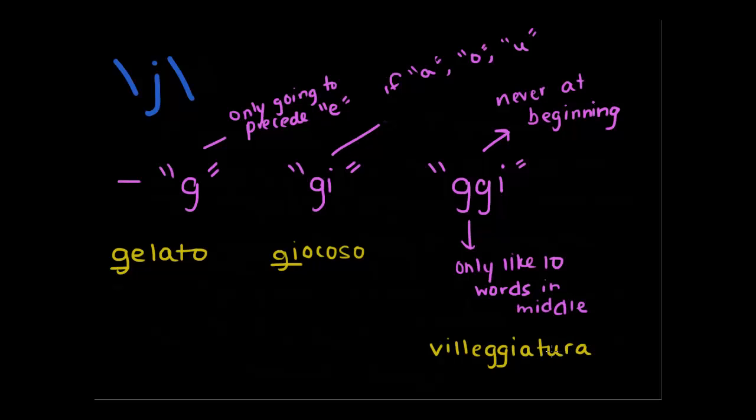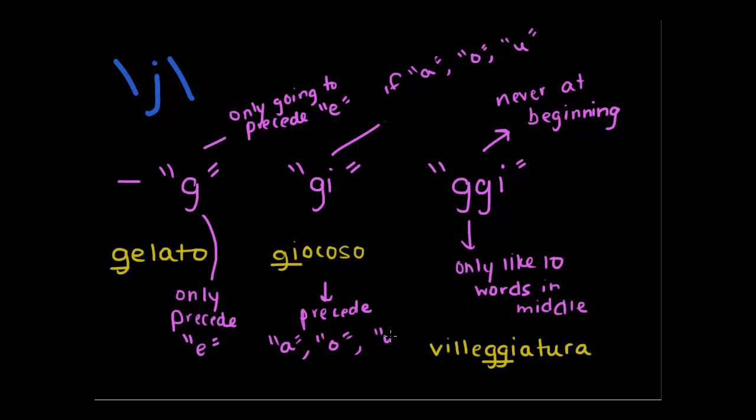Villeggiatura. Here we have GGI. Very, very few words have GGI in the middle. Again, the next two options are G and GI, and the same rules apply. This is only going to precede E. Let me write that. Only precede the spelling E, and this will precede, again, A, O, U. Again, we don't have to worry about the I because it's already in there.